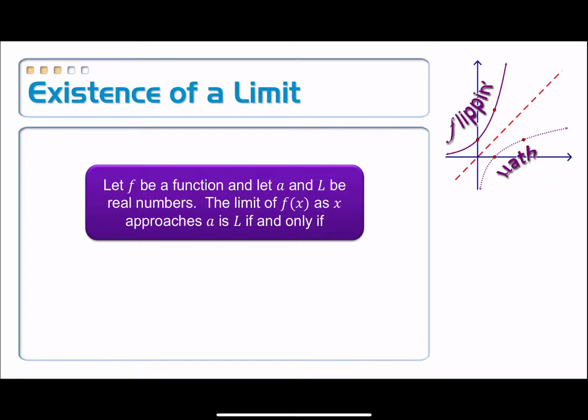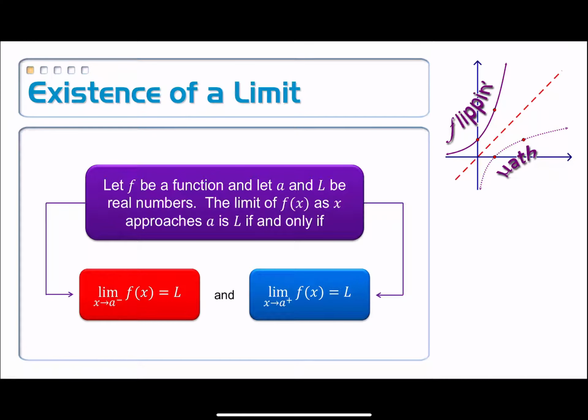Anyway, we're going to say the limit of f of x as x approaches a is L if and only if, biconditional statement, both of these things are true. The limit as x approaches a from the left of f of x is equal to L, and the limit as x approaches a from the right of f of x is equal to L. Both the left side and the right side approach the same unique number.